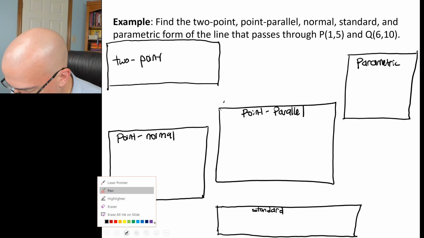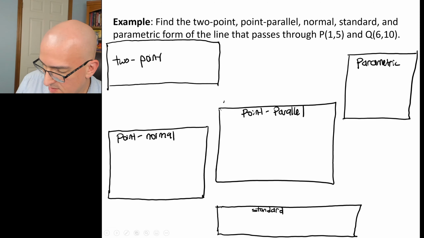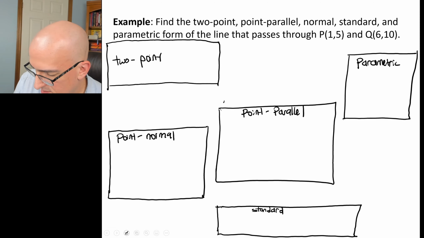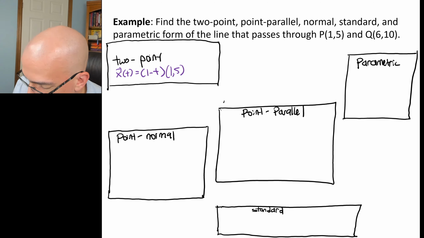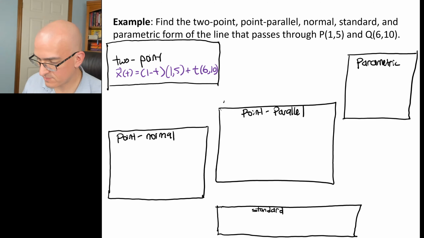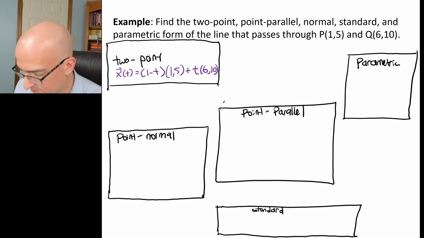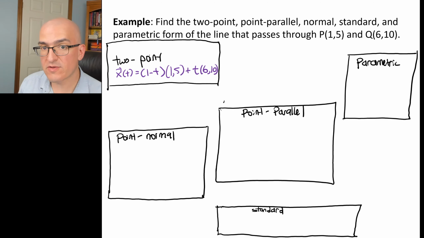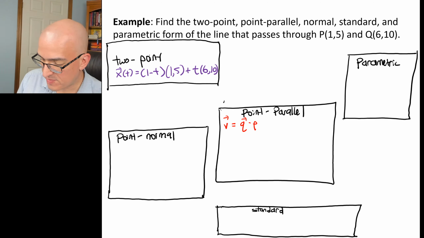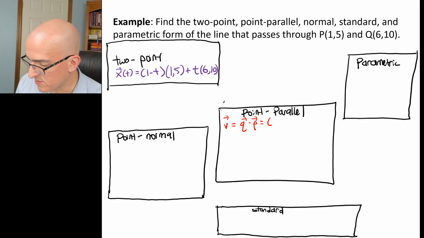So for 2-point, super simple. It's x of t equals 1 minus t times one of the points, so 1 comma 5, plus t times the second point, 6 comma 10. That's it. Point parallel, we need to construct the direction vector v. So q minus p. So 6 minus 1, 5. 10 minus 5, 5.